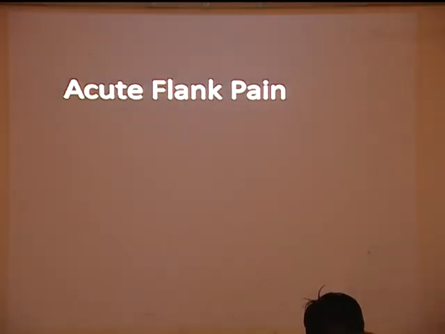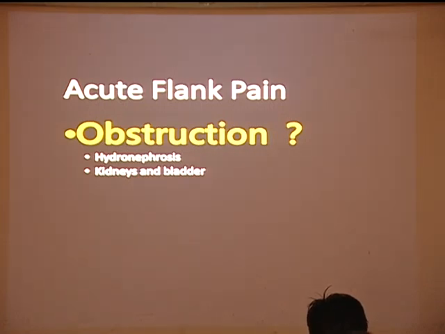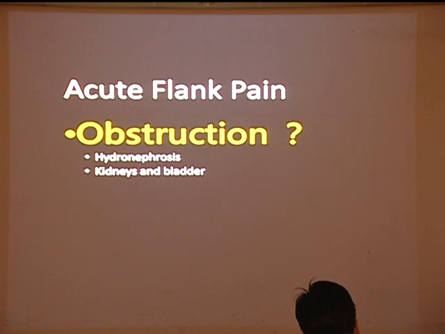Acute flank pain is the primary indication for us. It's for obstruction or not, which means you want to see if there is hydronephrosis or not. If you see hydronephrosis in the kidney, remember to scan the bladder, because bladder distension, bladder obstruction, is the main cause of kidney obstruction. Sometimes if you place a Foley catheter, the bladder distension disappears and the hydronephrosis just disappears.